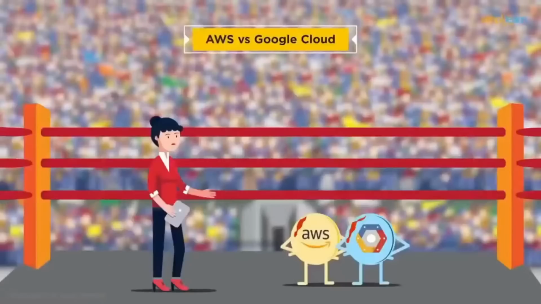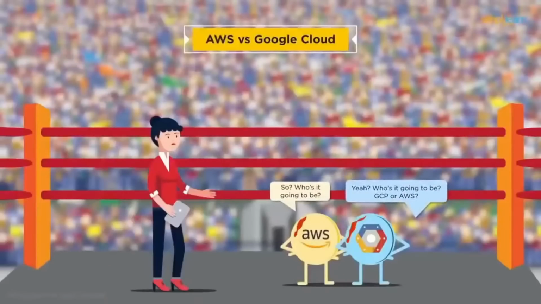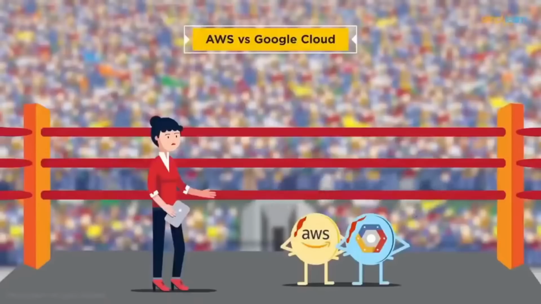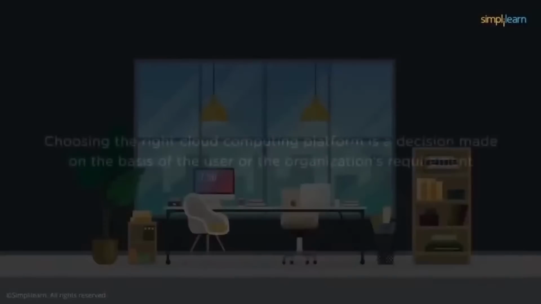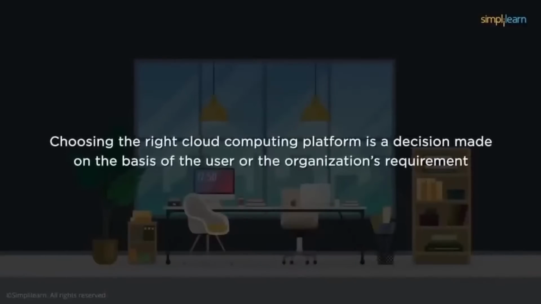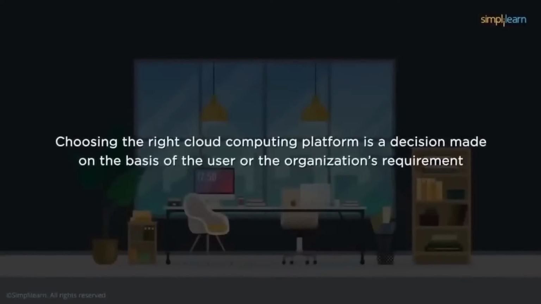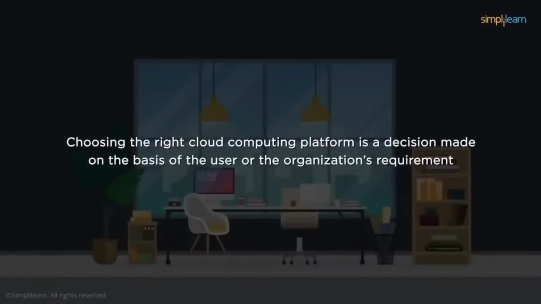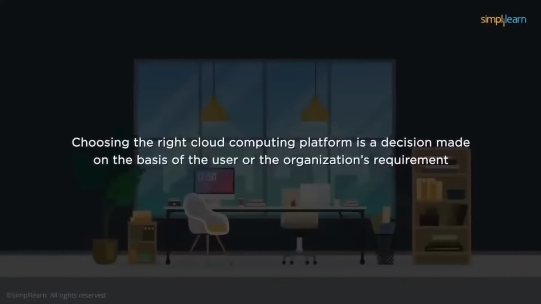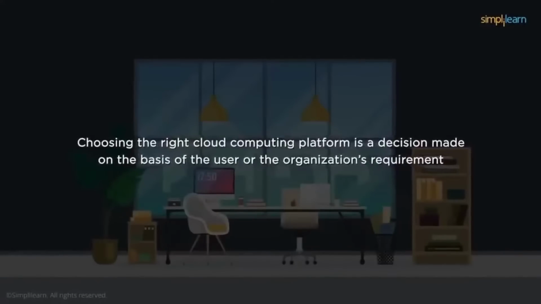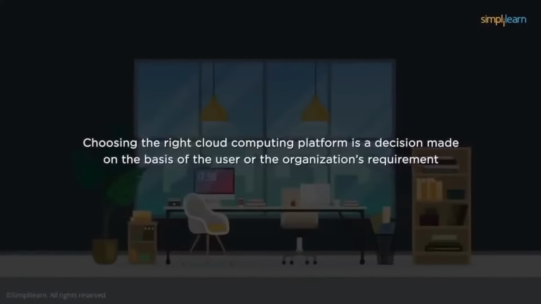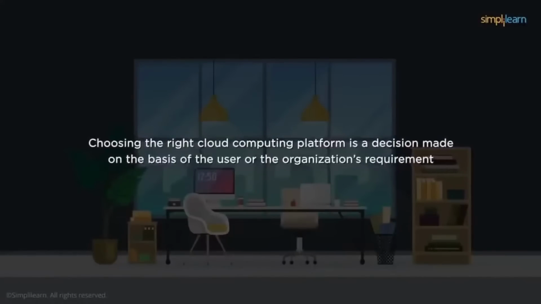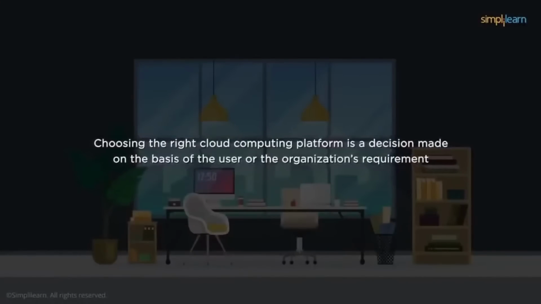Now, it's time for the big decision. So, who's it going to be? Yeah, who is it going to be? GCP or AWS? I think I'm going to go for... Choosing the right cloud computing platform is a decision that's made on the basis of the user or the organization's requirement. On that note, I believe it's time for us to wrap this video up. We hope you guys enjoyed this video and learned something new. That AWS is better, right? No, that choosing a platform entirely depends on you and your organization's requirement.